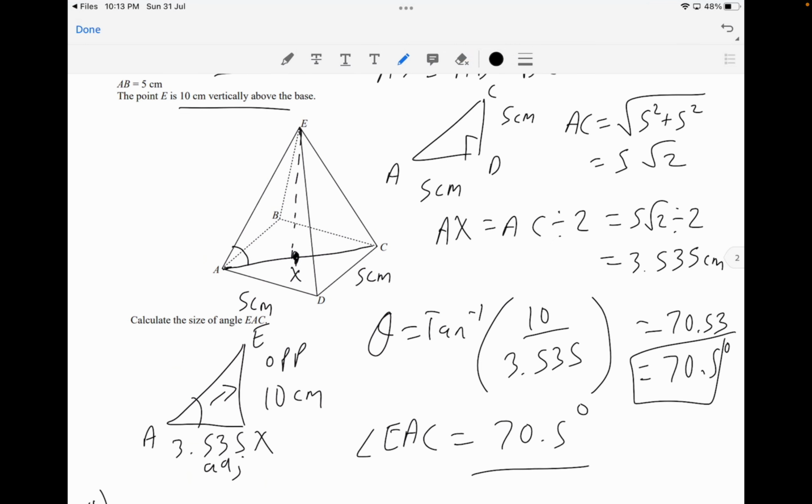Now this should be about 4 marks. So hopefully you guys have understood this concept. Now let's move on to the next question.